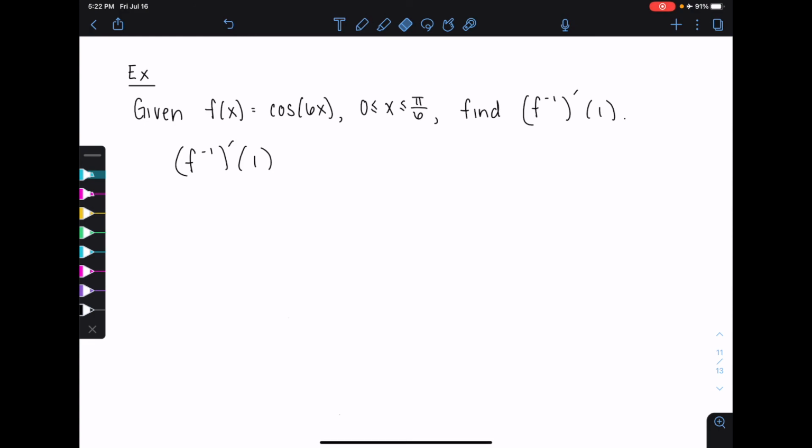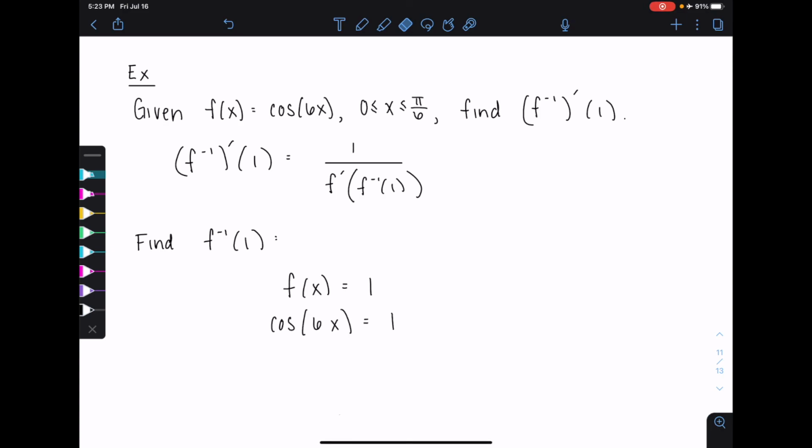What I need to do is take 1 divided by the derivative of my original function evaluated at f inverse of 1. Okay. So I need to figure out what is f inverse of 1. And that's going to get plugged into the derivative of cosine of 6x. So I need to figure out really where does f of x equal 1. So where does cosine of 6x equal 1? Specifically on this interval, because there's a lot of places where cosine of 6x would equal 1.